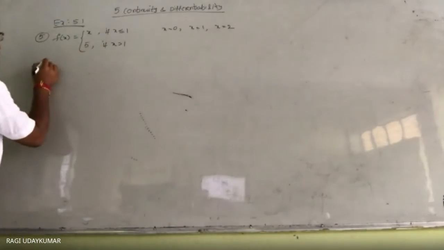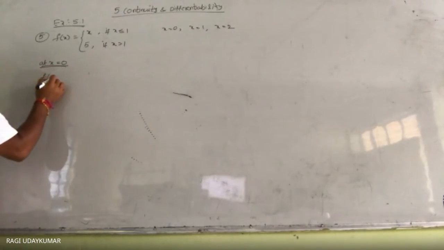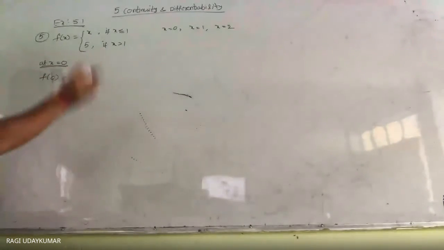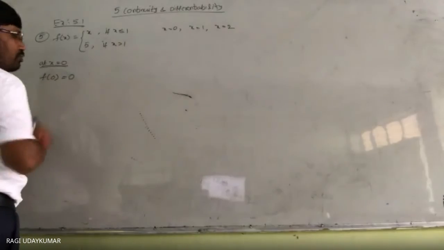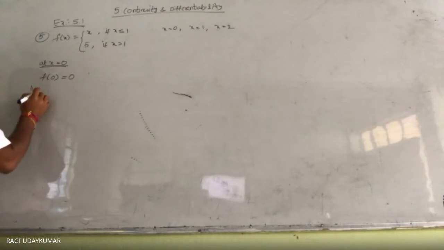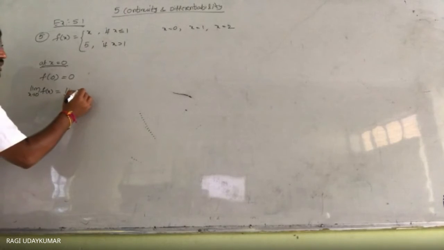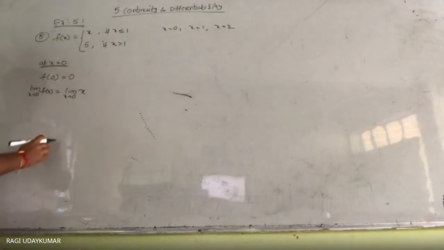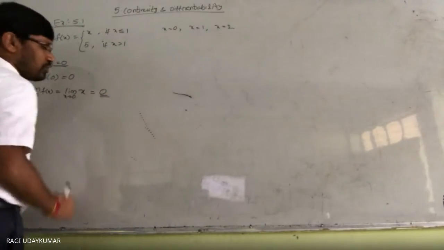So same as the previous one, at x equal to 0, what is the f of 0 value? 0 is less than 1. So therefore, x should be taken as it is. Limit x tends to 0, f of x. So limit x tends to 0, x. f of x is equal to x when x is 0. So therefore, this is also equal to 0.